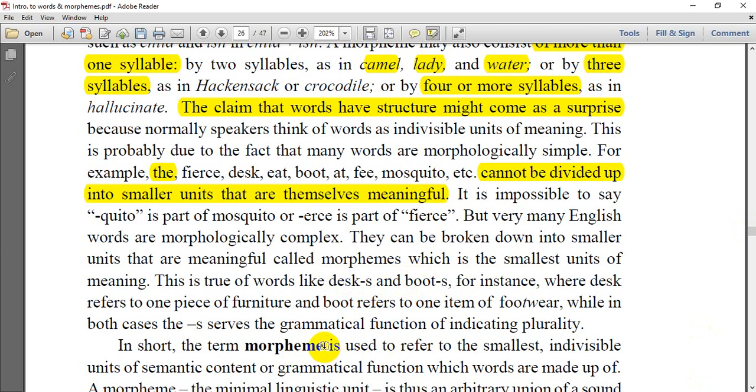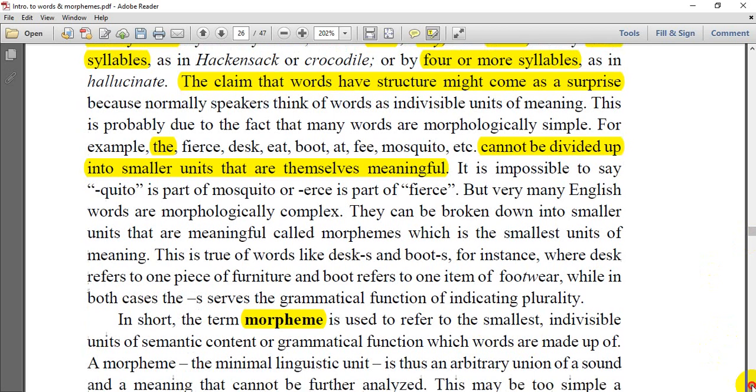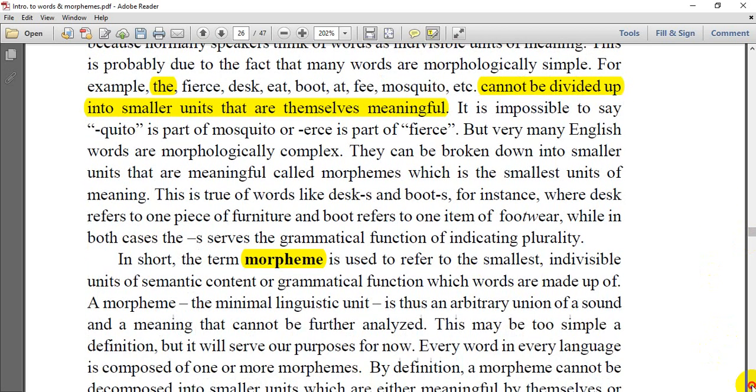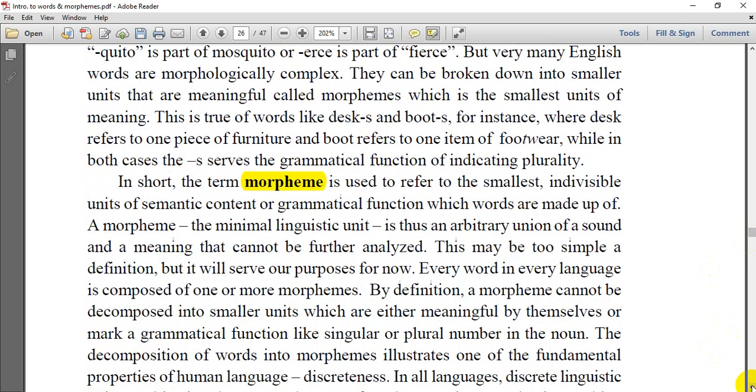So morpheme is used to refer to the smallest indivisible units of semantic content or grammatical function which words are made up of. This is the definition of morpheme. A morpheme is the minimal linguistic unit. It is an arbitrary union of a sound and a meaning that can't be further analyzed.